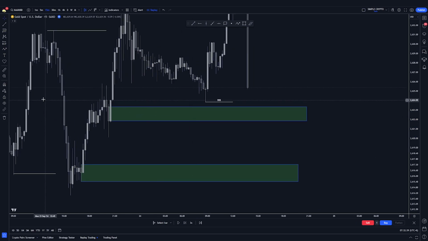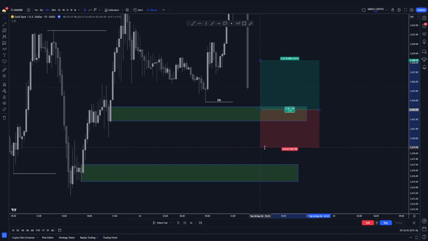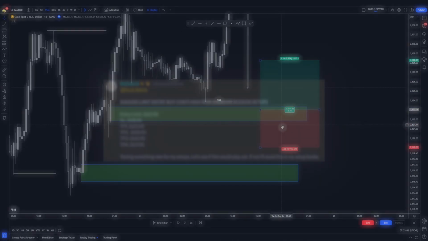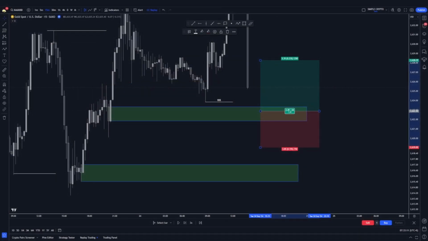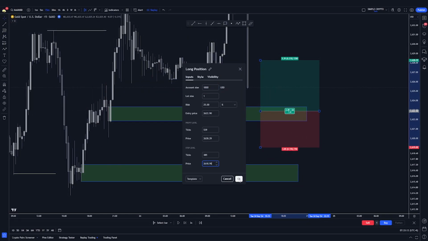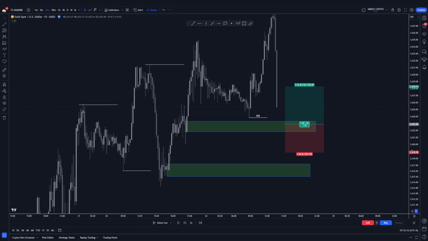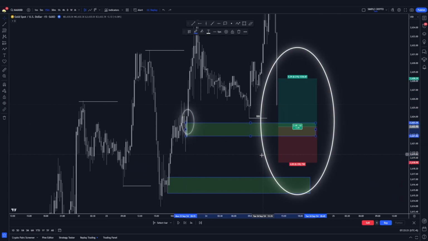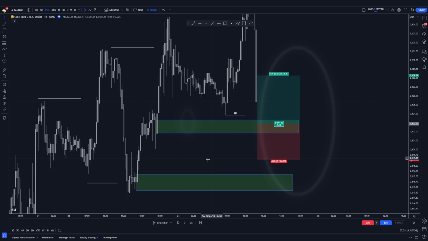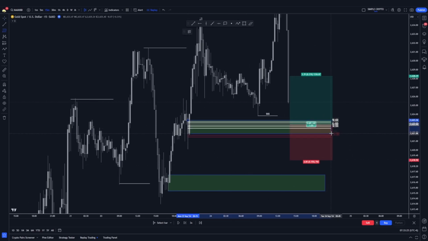So with that in mind, I told everybody to have a limit entry over here with a stop loss of around 40. You can see in the screenshot right now that this is my entry point, and my stop loss is all the way down at 2618. I was basing this entry on this key level, but I put it a little bit lower, from the 50% of the entire zone.